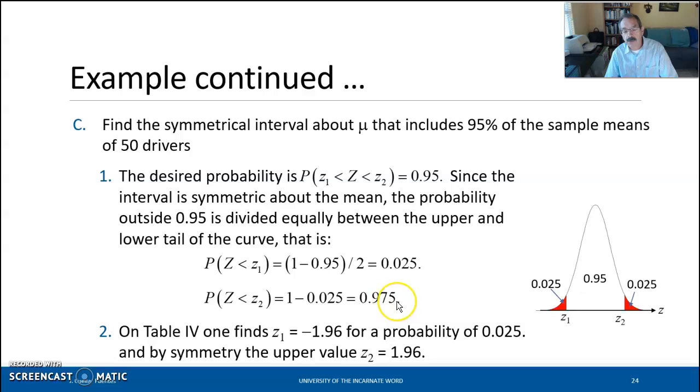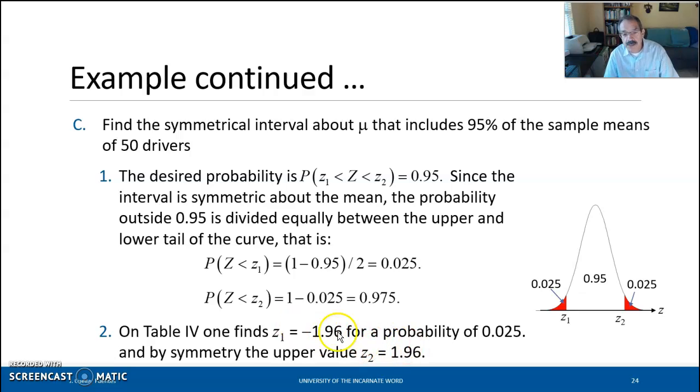Which is 0.975. Now that we have these two probabilities, you go on table 4 and you find z1 to be minus 1.96 for a probability of 0.025. And you can go on the table and find the probability of 0.975, and you will find that z2 is 1.96. But if you do not want to do that, because you realize that this is a symmetric distribution, the z2 value should be just equal to z1, but instead of being negative, it will be positive. So you can use the symmetry of the distribution to find the upper value.